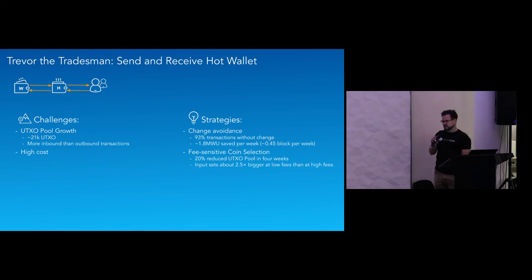And by using our waste metric to create larger input sets at low fees and minimal input sets at high fees, we see that they just use a few more unspents at low fees, and I've been actually tweaking a little bit there still, so that's maybe still improving, but it's already working, I'd say.